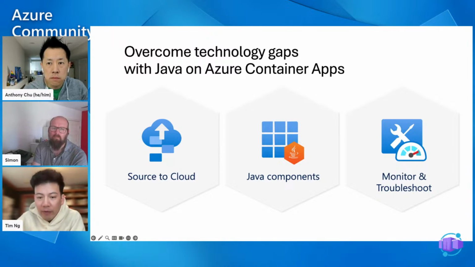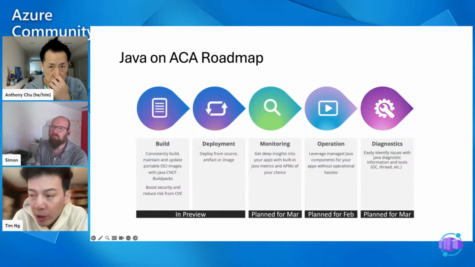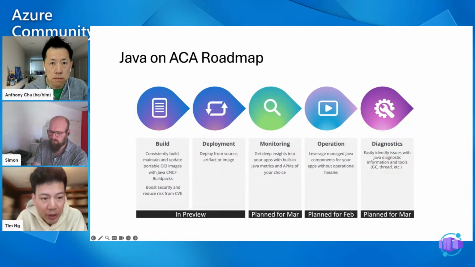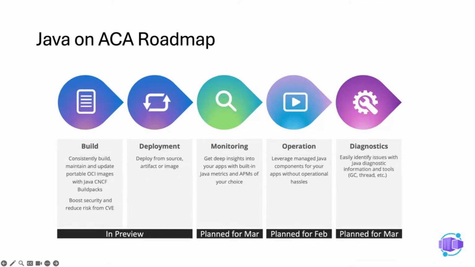And so we're going to deep dive into these, but first I'm going to show a roadmap that adds to the things that we've done, what's coming up. What's in public preview today is the source to cloud stuff. We also have support for Eureka and Spring Cloud Config in terms of our Java components. And we are releasing the Spring Cloud Gateway and Spring Boot Admin Java components in March.